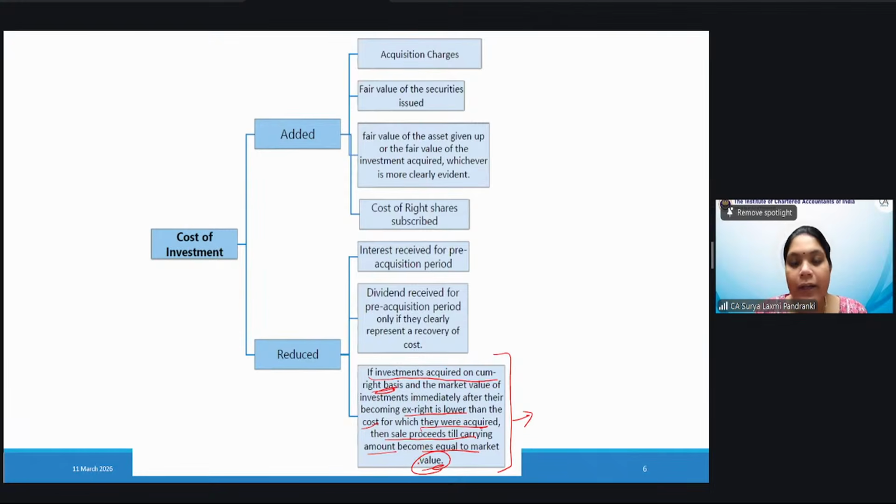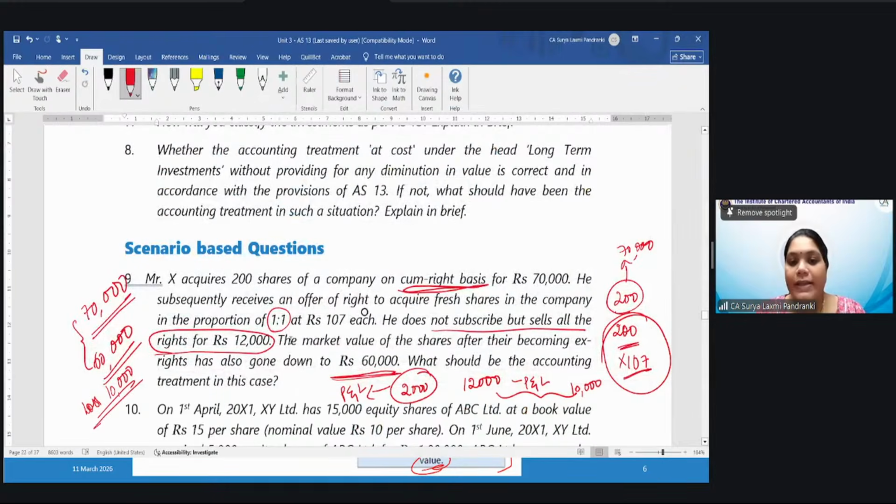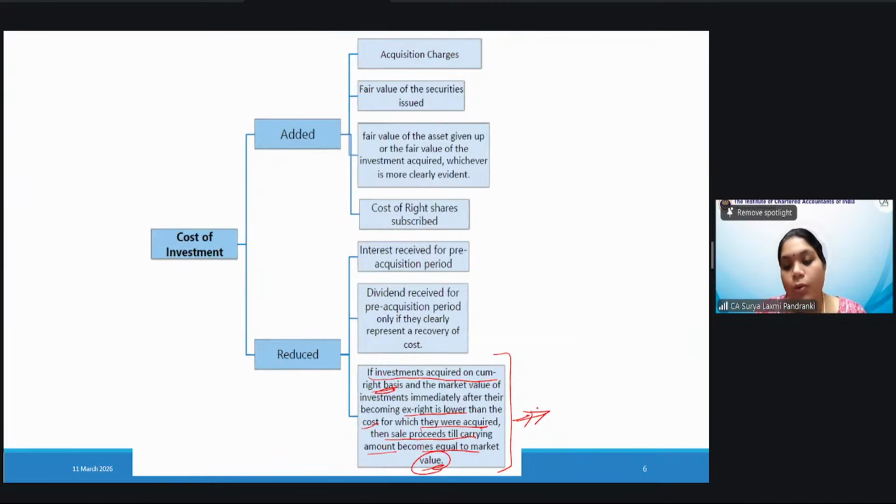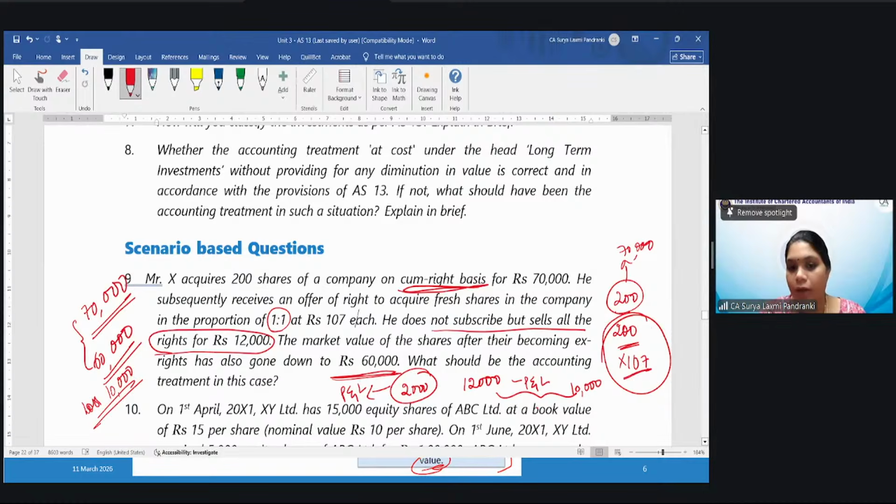After reading this, it might be a little difficult. But relate this with the example that we have done here. What did we do here? Cum right we purchased for 70,000. After the rights, what happened? The price came down to 60,000. So this difference, you are trying to adjust to your P&L statement, right? Same thing is told here. That's why I did not explain this to you before. I wanted to take this example first and then tell you what it is. So when you have purchased cum right, and later when it became ex right the value has come down, then you will see whatever loss you have and adjust that loss also. Okay?